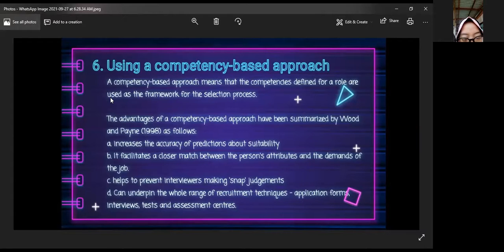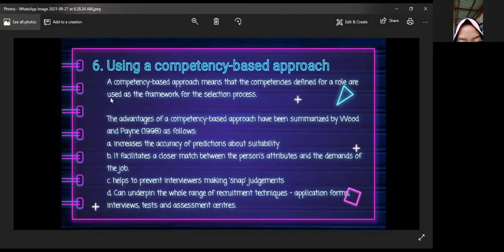Okay, the next point is using a competency-based approach. A competency-based approach means that the competencies defined for a role are the framework for the selection process. A competency approach can help to identify specific selection techniques, such as psychological testing or assessment centers, that are most likely to produce useful evidence.